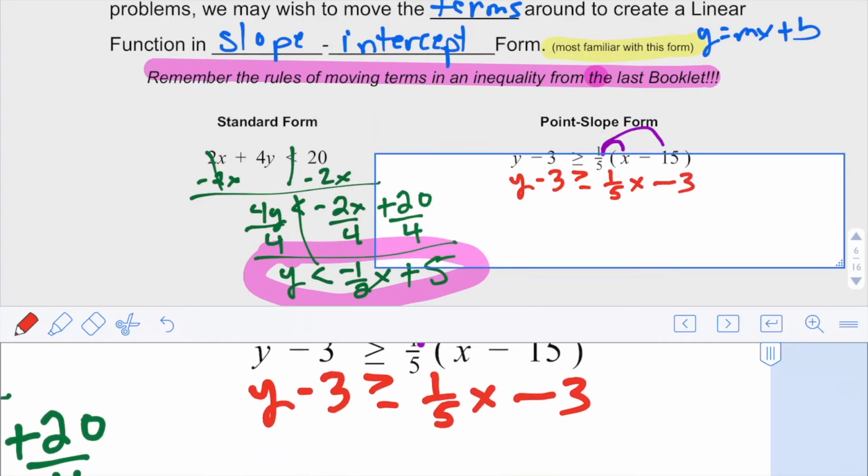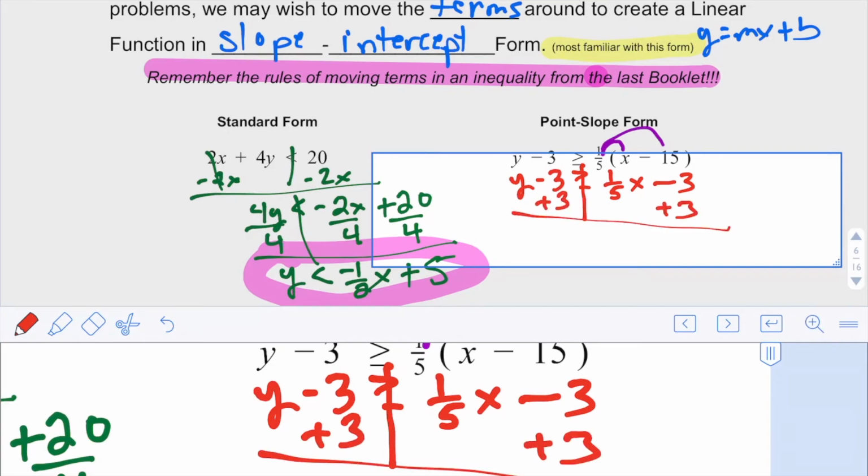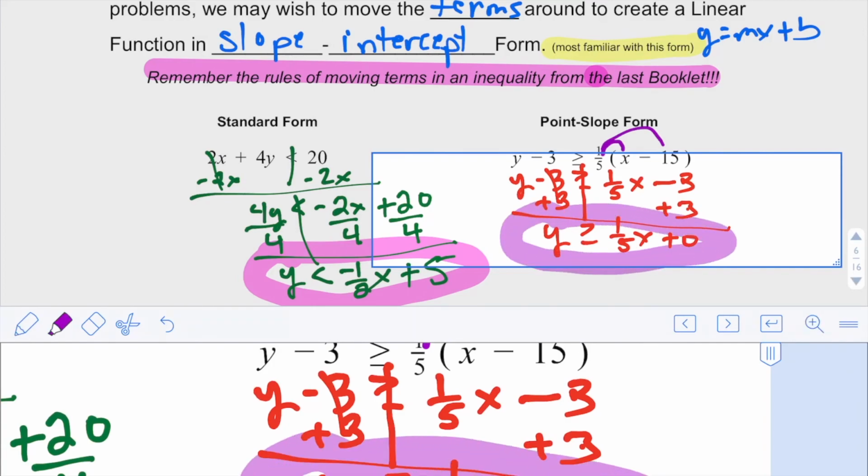Well, now let's move stuff around to get it into slope-intercept form. To do that, here's my balancing point. I want to add 3 to get my y by itself, add 3 to keep it balanced. These 3's cancel. I get y is greater than or equal to 1/5 x, and then I get negative 3 plus positive 3, which is plus 0. So this would be my point-slope equation transformed into slope-intercept so that I can graph it easily, because that's the most familiar form I have.